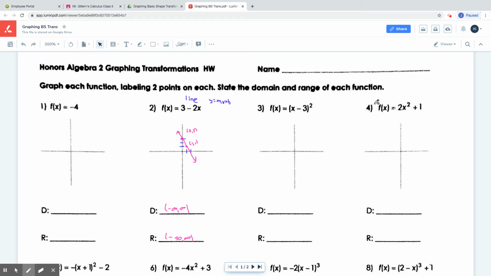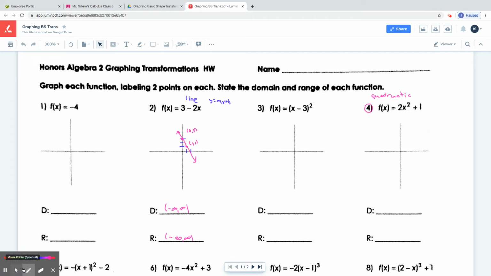The next one we're going to go over is number 4. What type of function is this? By looking at the 2 in the exponent, you see you have a squared, so this is a quadratic function, just like number 3 is a quadratic function. We should know that the basic shape of this is a parabola.